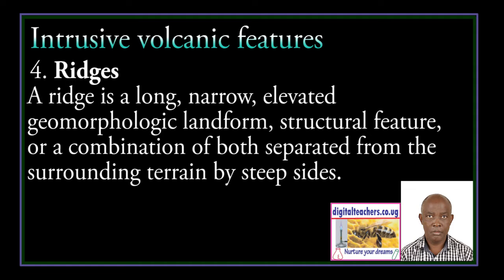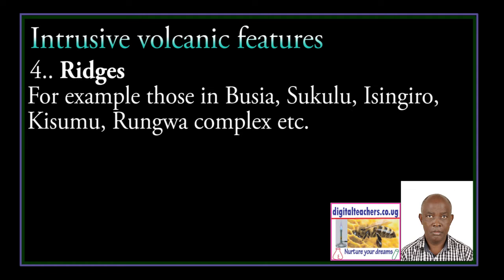A ridge is a long, narrow, elevated geomorphologic landform, structural feature, or a combination of both, separated from the surrounding terrain by steep sides. For example, those in Busia, Sukulu, Isingiro, Kisumu, Rungwa Complex, and so on.